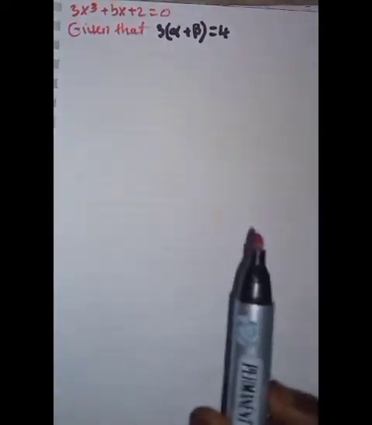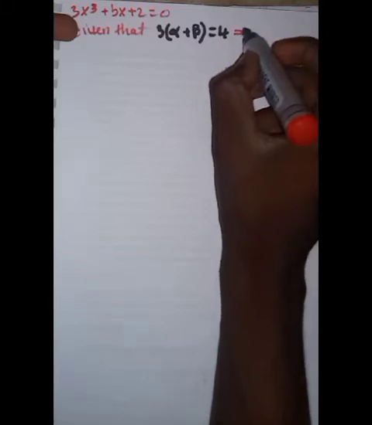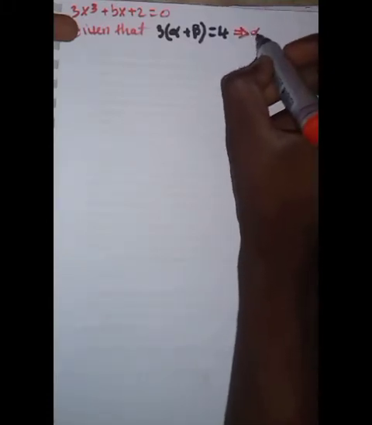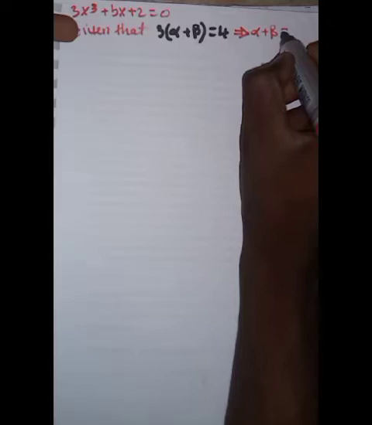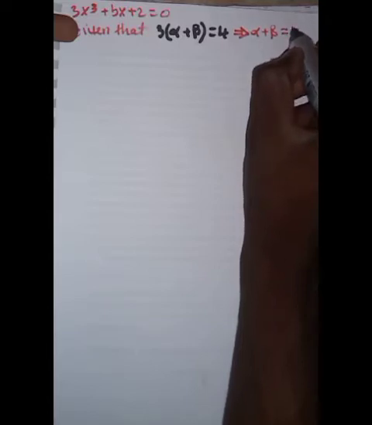It's given that 3 into alpha plus beta is equal to 4. That therefore implies if we divide all by 3, we are going to have alpha plus beta equal to 4 over 3. Good, this is what we should take note of.